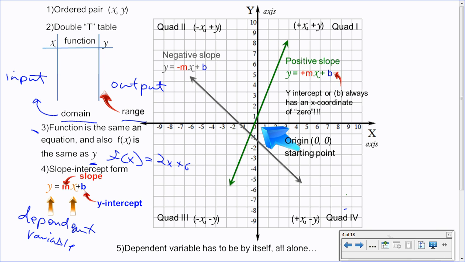Now, by rule, and by default, that makes x what type of variable? Independent. Since y is dependent, it's already by itself, that makes x the independent.